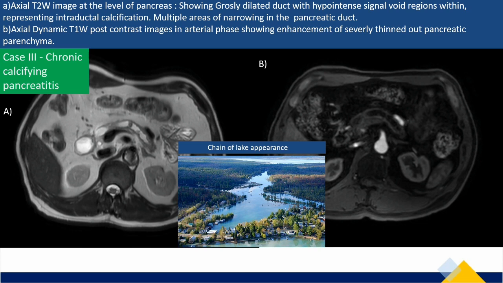The second image is axial T1 post-contrast image in the arterial phase. It is showing enhancement of the thinned pancreatic parenchyma. The duct is grossly dilated. These features are suggestive of chronic calcifying pancreatitis. The grossly dilated pancreatic duct with multiple areas of constriction resembles a chain of lakes, so it is called chain of lakes appearance.